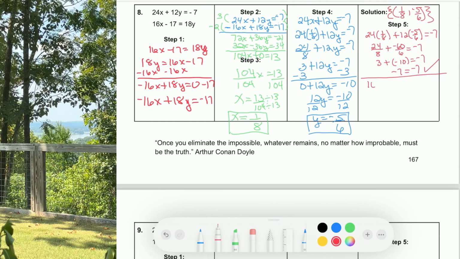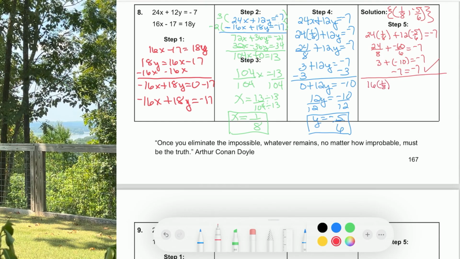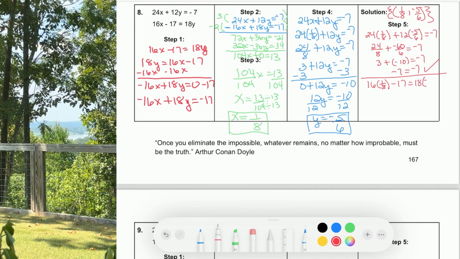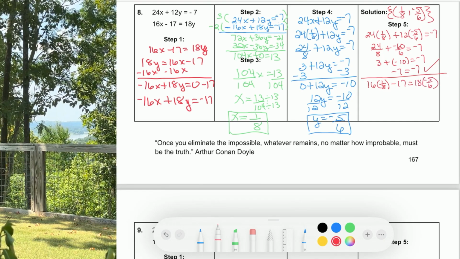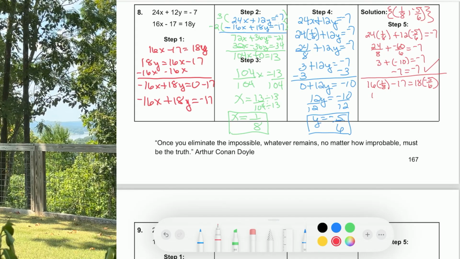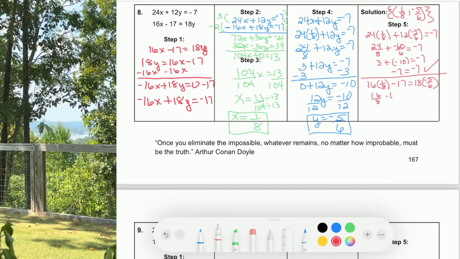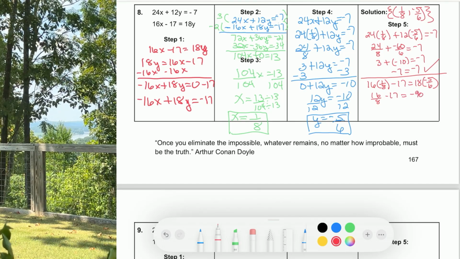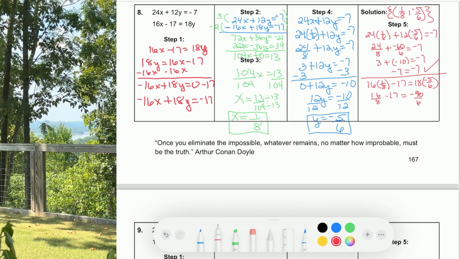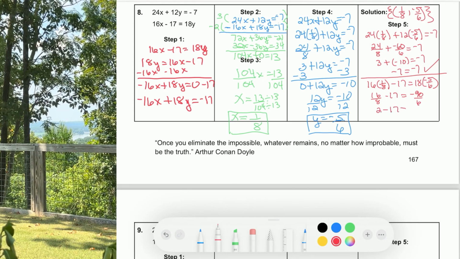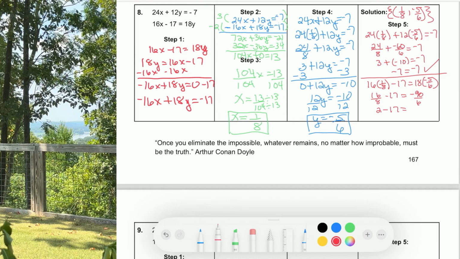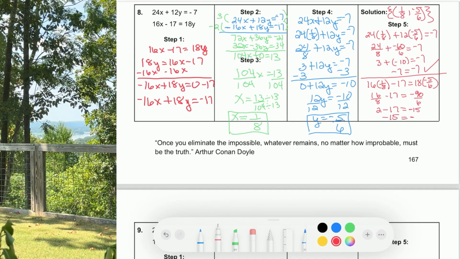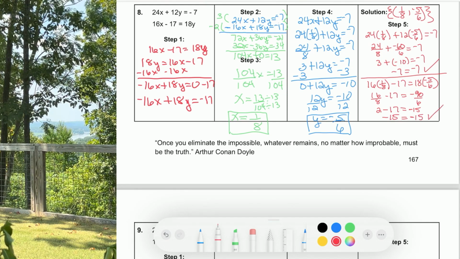Let's check the second one. 16 times 1/8 minus 17 equals 18 times negative 5/6. We end up with 16 over 8 minus 17 equals 18 times negative 5, which is negative 90 over 6. That 16 over 8 becomes a 2 minus 17. Negative 90 over 6 becomes a negative 15. We end up with negative 15 over here, which equals the negative 15 on this side. And we are correct.